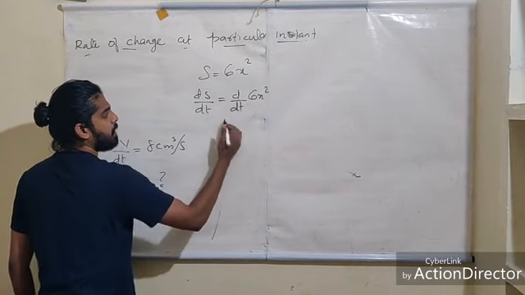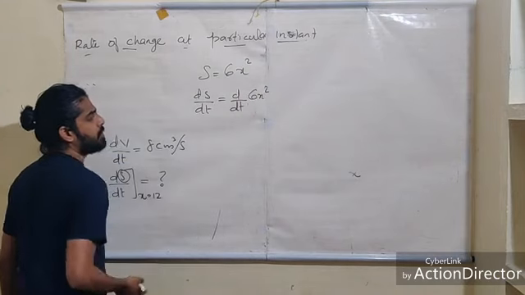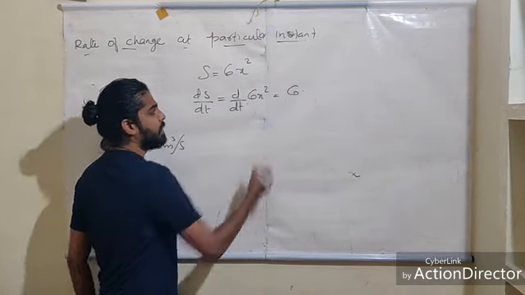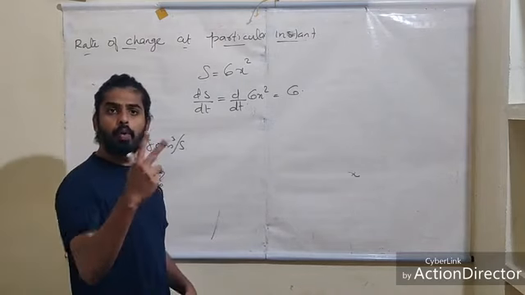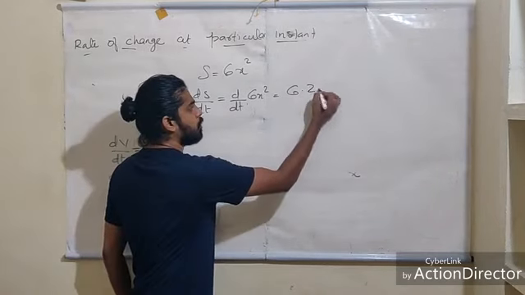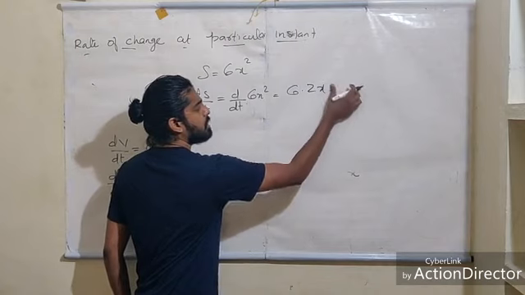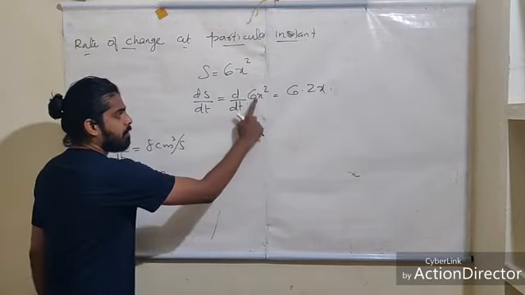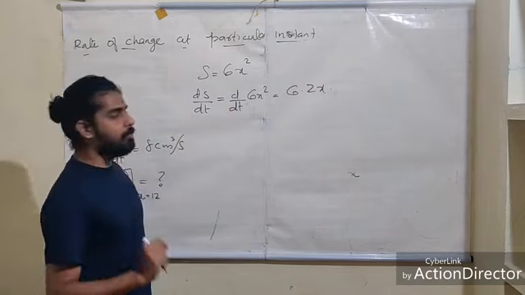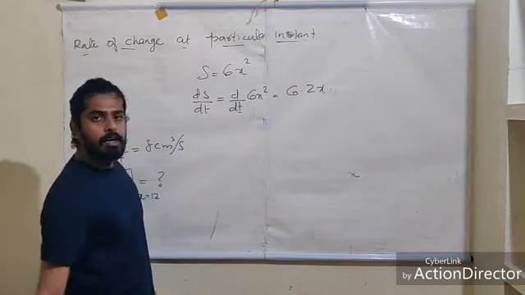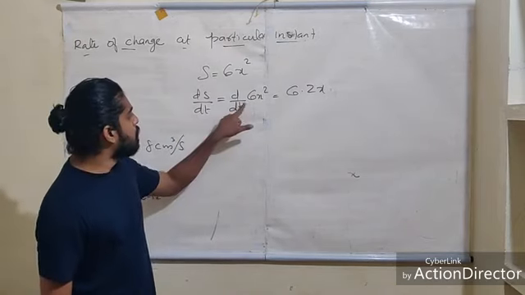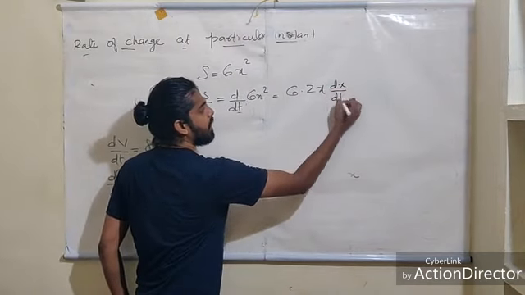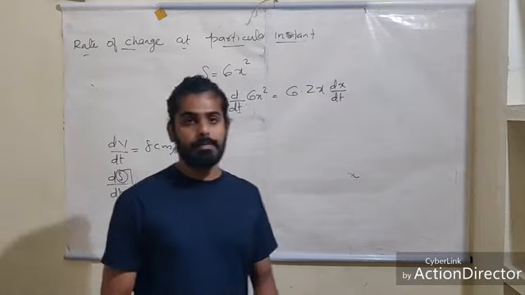That means d by dt of this 6x square. S means 6x square, right? How will we differentiate 6x square? The derivative of 6 is constant, I am writing 6 here. The x square derivative will be 2x, so 6 into 2x. But it is not over yet. The derivative of x square is 2x, but we are differentiating it with respect to t, not with respect to x. So derivative of x square will be 2x into the derivative of x, so 2x into dx by dt, right?